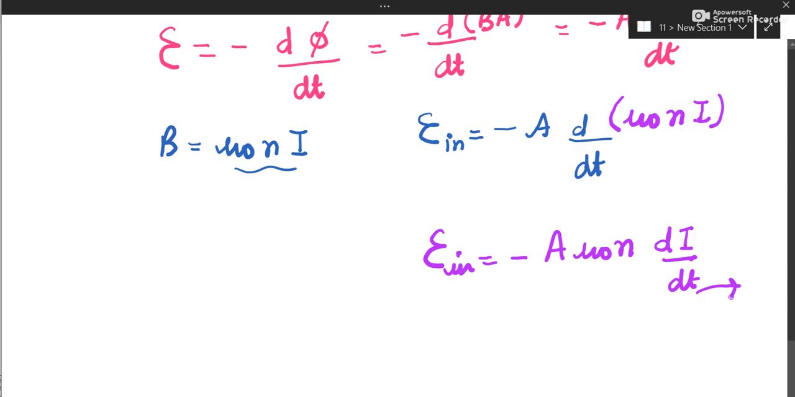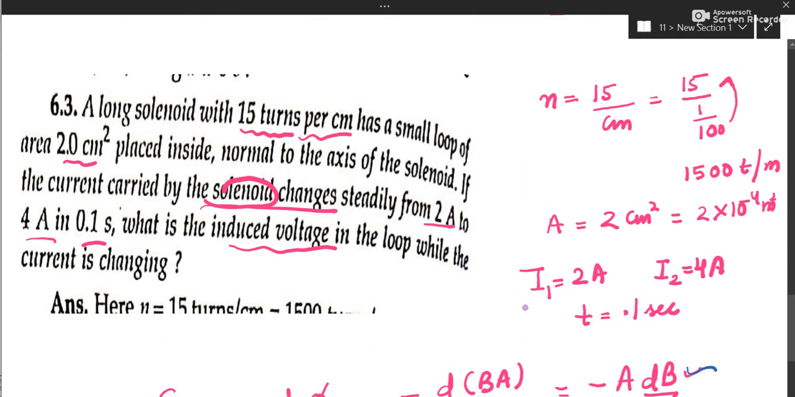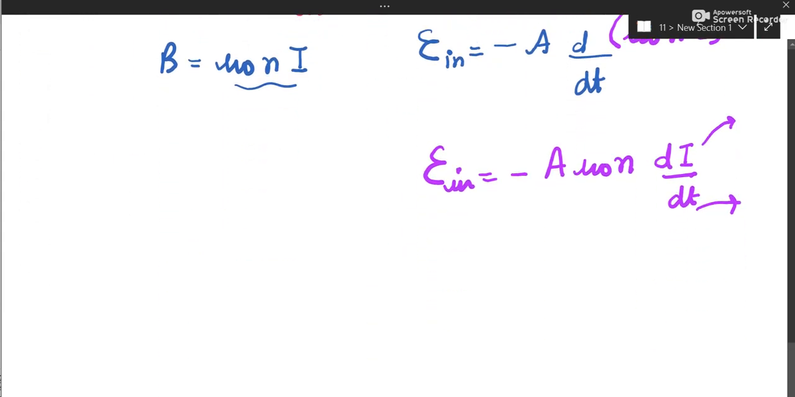This is time which is given in the question, and this is change in current. dI is change in current. Current was changing from 2 ampere to 4 ampere. So 4 minus 2, that is dI. This is time. Substitute. Everything is there with you. Area is there. Mu naught. We should know number of turns per unit length is given. Change in current, yes, we have seen. And time. So you can report your final answer in volts.